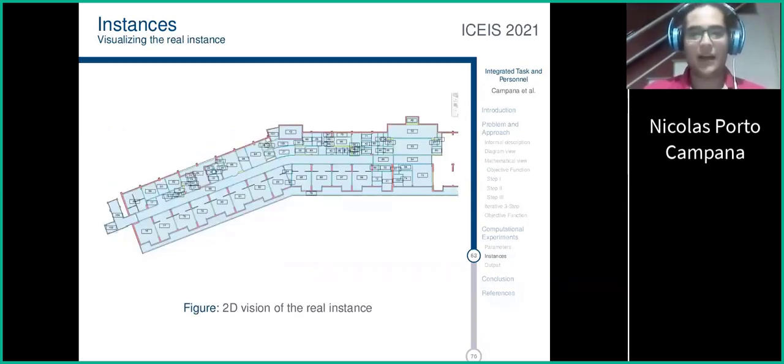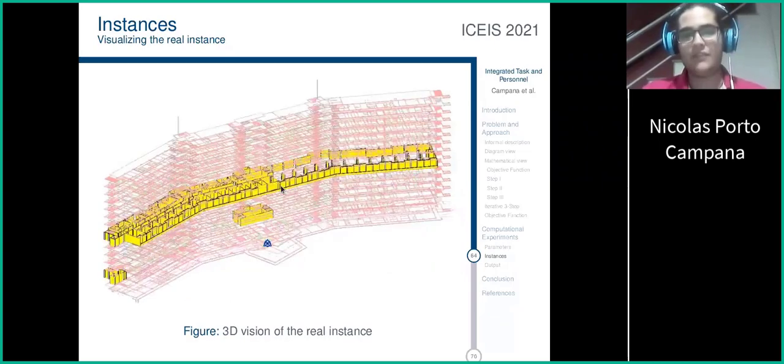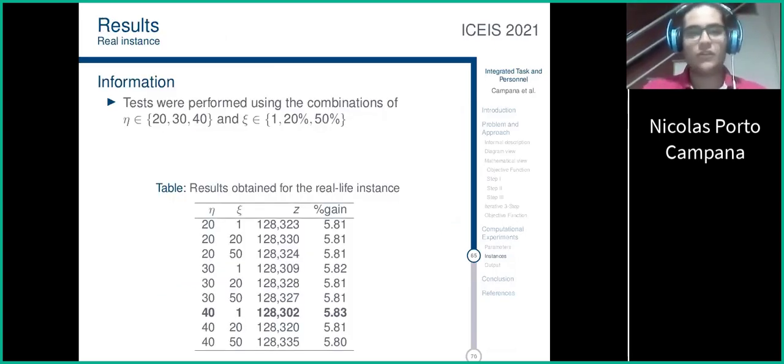Here we have the 2D vision of the instance, a kind of 2D plan of the hospital. Here you can see all the locations that we are talking about, with the identifications inside. You can see the locations, all the elevators, the halls, the bathrooms and everything. And here we have the 3D vision of the real instance, just to imagine how big this hospital is. So the results for the real instance.